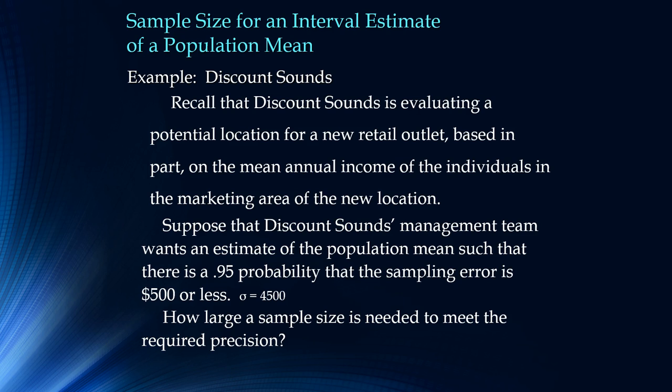If you guys remember our Discount Sounds where we were working through a retail shop, we're trying to find a new location. Suppose that the Discount Sounds management team wants an estimate of the population mean income such that there is a 0.95 probability the sampling error is $500 or less. Ooh, so now we know that our margin of error must be $500 or less. So how many individuals do we need to sample at this point? We are solving for our n. We know that E is 500. Our confidence is 95%, which is equivalent to a z-score of 1.96.